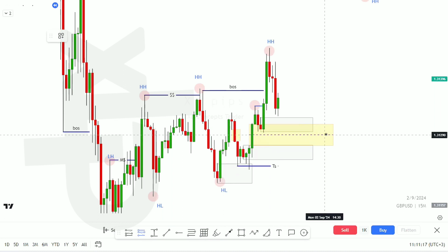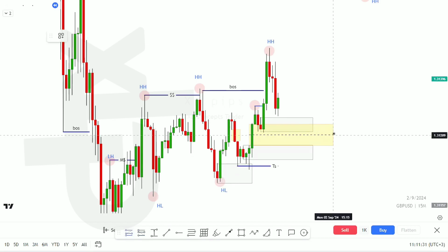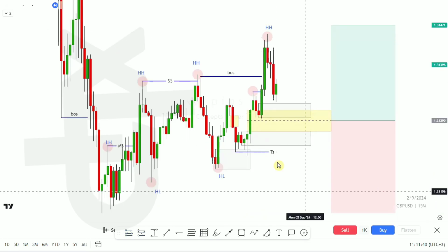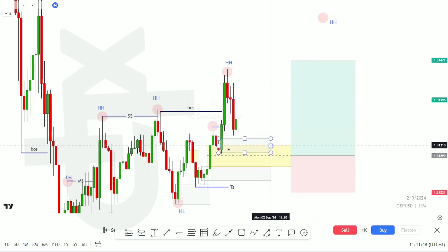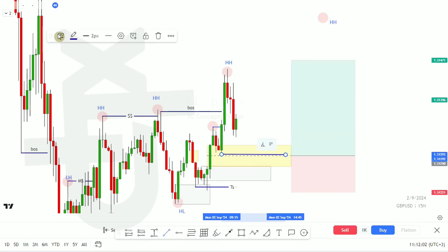Fair value gaps are one of the very nice points of interest, or you can say nice PD arrays. According to ICT, the best point of interest is the 50% of the fair value gap, because price has not filled the fair value gap. Price always revisits the fair value gap but doesn't fill to 50%. Most of the time price uses this as inducement. Just go and backtest on a chart, you'll see.